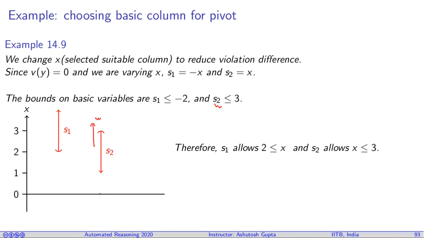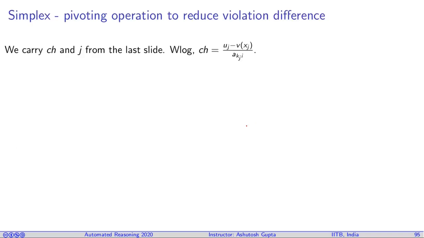So by looking at it, you'll ask, who is bounding my change? Okay, this guy is bounding my change. So I'll go up to there and I will not go further. So it sets my x equals to 3, and then s2 also takes the value 3. So that's to be noted: s2 is essentially hitting its upper bound. So what do we do?